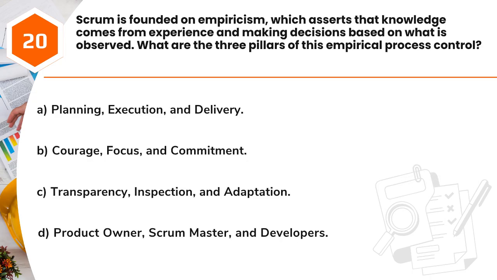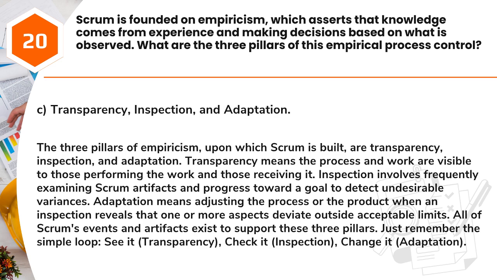Question 20. Scrum is founded on empiricism, which asserts that knowledge comes from experience and making decisions based on what is observed. What are the three pillars of this empirical process control? A. Planning, execution, and delivery. B. Courage, focus, and commitment. C. Transparency, inspection, and adaptation. D. Product owner, Scrum Master, and developers. Answer: C. Transparency, inspection, and adaptation.